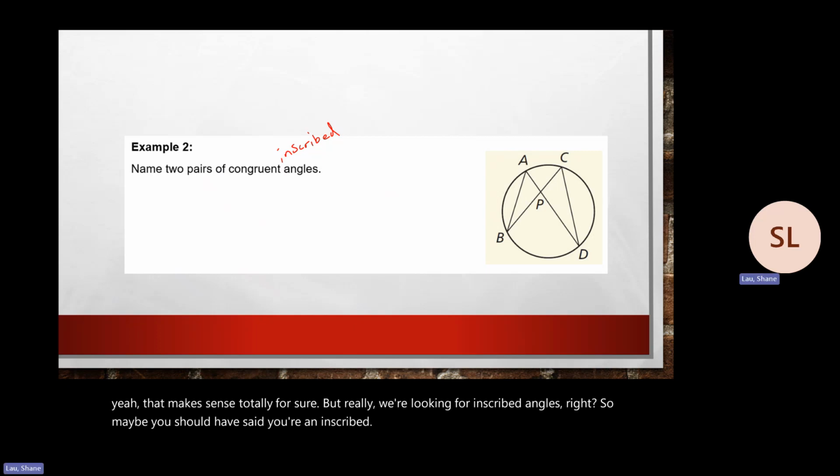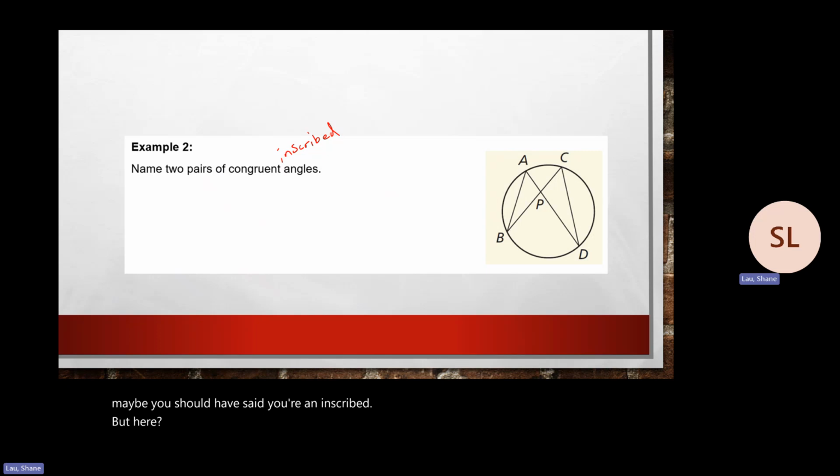But here, whenever you're trying to solve for inscribed angles, you've got to make sure they have the same arc. So if I look at arc BD, which two angles have arc BD? It would appear that angle A and angle C. So angle A is congruent to angle C. You do the same thing for AC. AC is this arc right here, and it would appear that angle B and angle D are going to be congruent here. And that is correct.